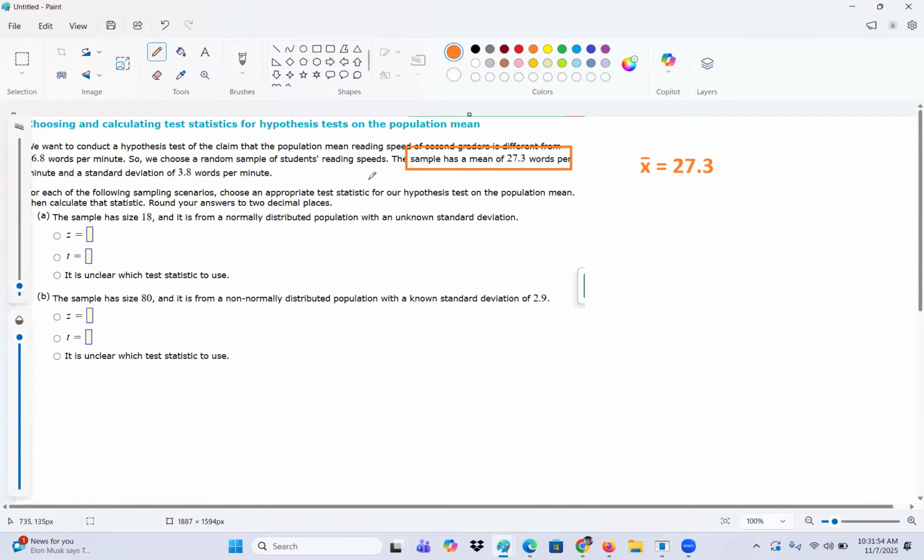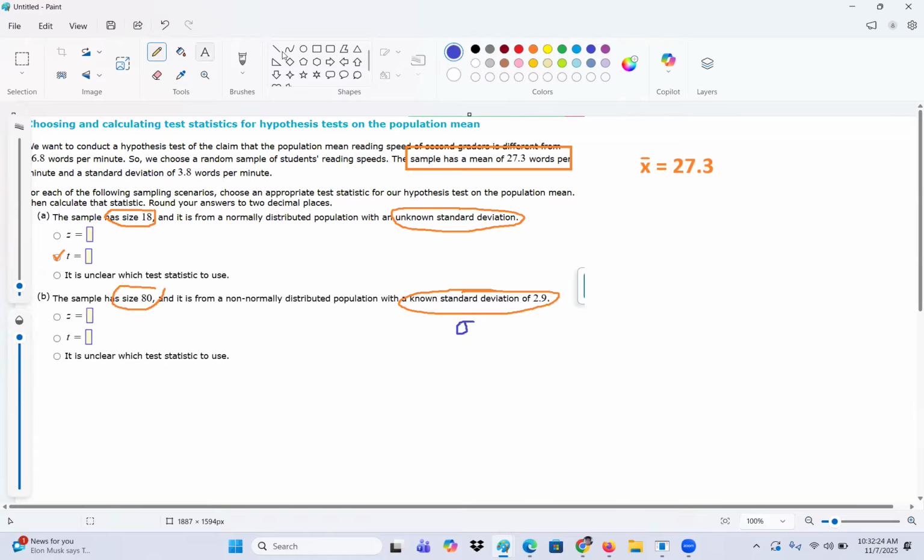Then we want to test if the mean was different from 6.8, something like that. So when the sample size was like 18 or something, and the population standard deviation is unknown, then we always have to do the t-test. And even if the size went to 80, and then we also have this one.